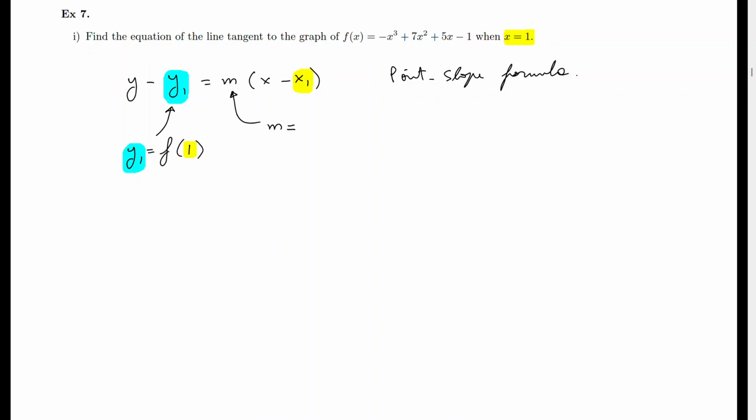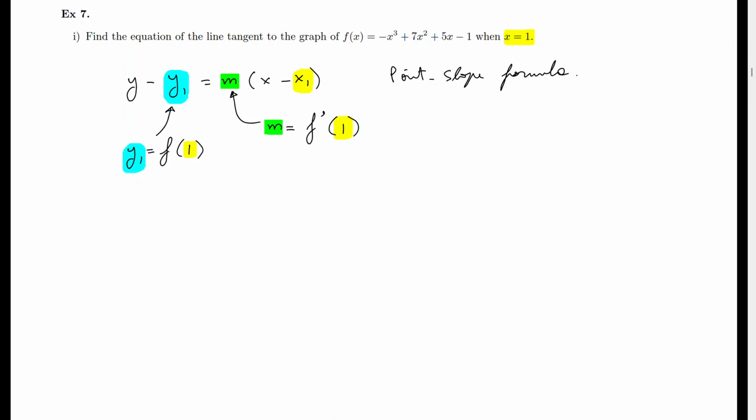m is the slope, and the big idea of calculus is that if you want the slope of the line tangent to a curve, so if you hear the word tangent, that means they want you to do some kind of derivative. So in this case, the function is called f, so I need the derivative of f, and then I need to put 1 into the answer. And that's how I get my m value. So put 1 into the derivative.